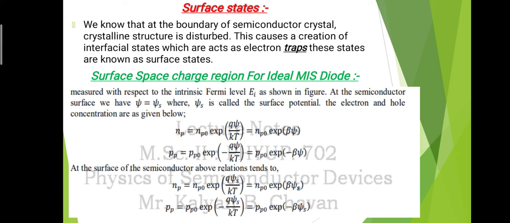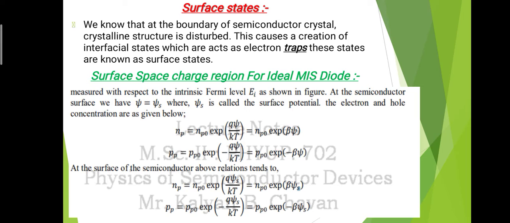But we have to write this expression at the surface of the semiconductor material. So here we just need to replace psi by psi_s, because here we consider all these phenomena at the surface.